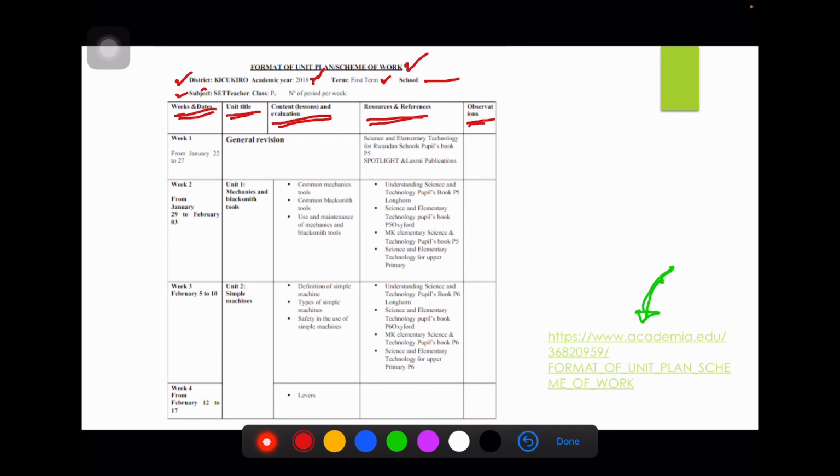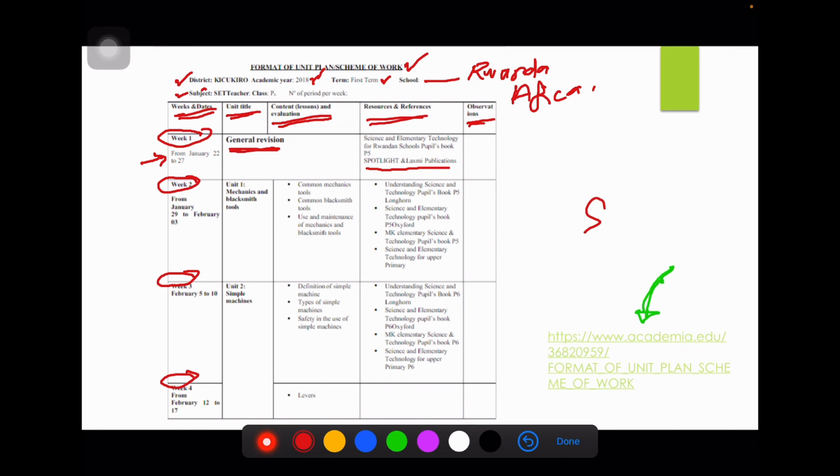So here you can see that for week 1, this is from January 22nd to January 27. This will be on general revision, and Science and Elementary Technology for Rwanda Schools, pupils book, page 5. So this is from Rwanda. Rwanda is in Africa. And then week 2, week 3 and week 4. So this is one form of SOW.